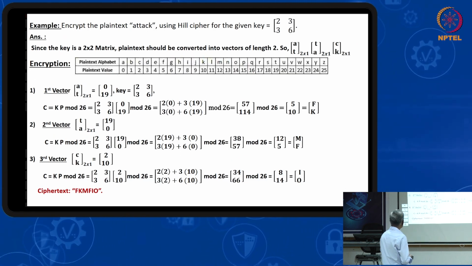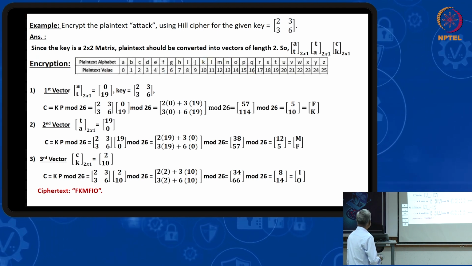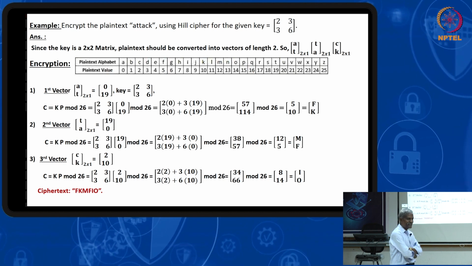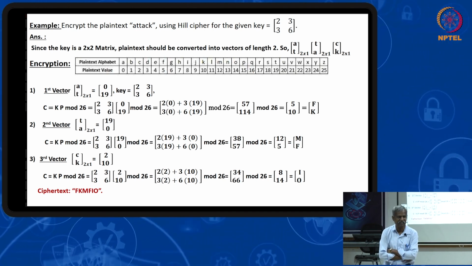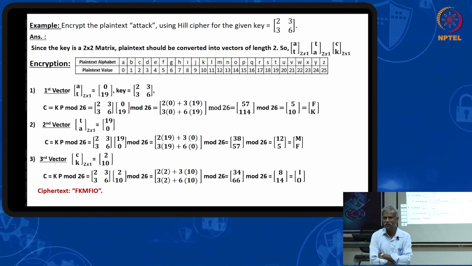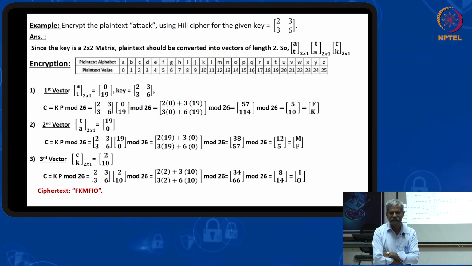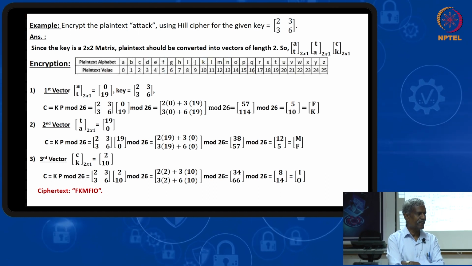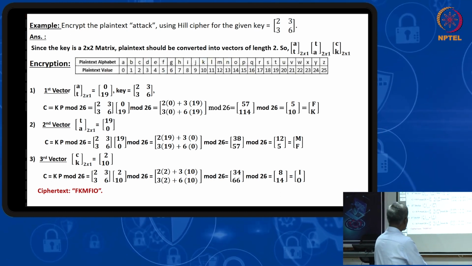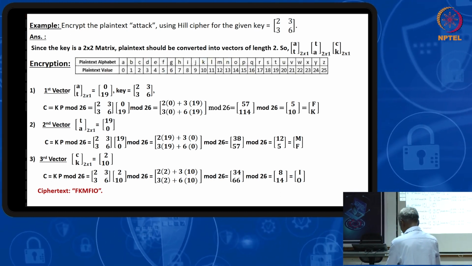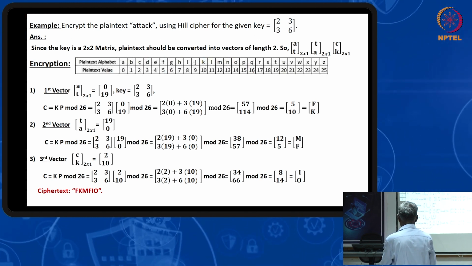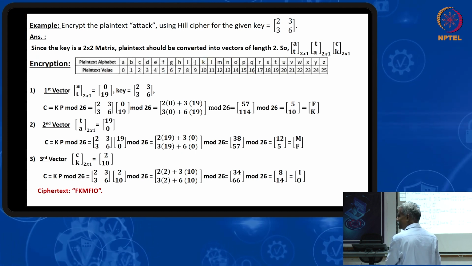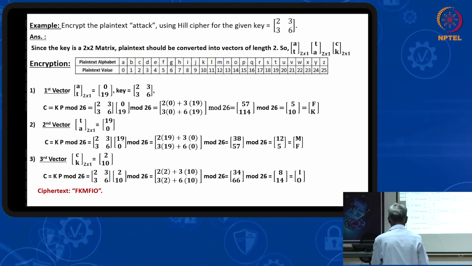Let us take an example. ATTACK we are going to encrypt. Under the table, they have also given a reference: A is 0, B is 1, C equal to 2, like that, one table is also given. We are going to take the plain text ATTACK and encrypt it. After encryption, they are showing the result as FK, MF, IO. We are going to get this. So how are we going to get it?